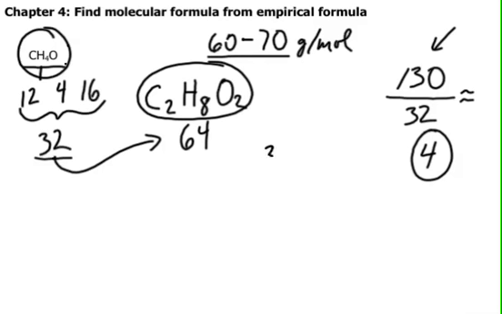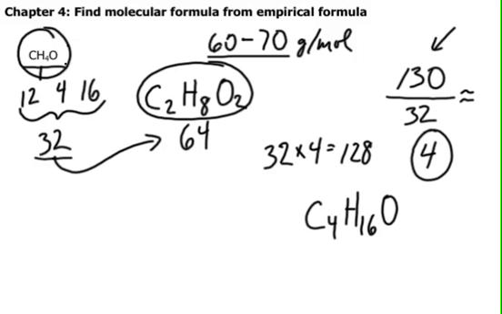So 32 times 4 is going to get you 128, which is close enough to 130, and so therefore we're going to multiply our empirical formula by 4, so we're going to have C4H16O4. That's your molecular formula.